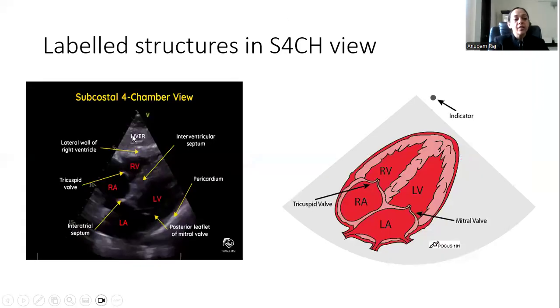The classic picture that we get is this, where we are scanning the heart through the liver and we're able to see the RV, the tricuspid valve, right atrium, interatrial septum, left atrium, mitral valve, the left ventricle, and the interventricular septum.